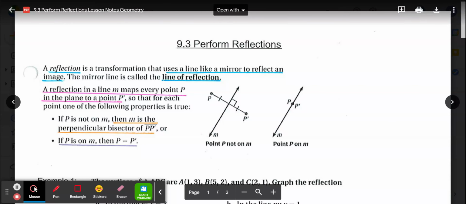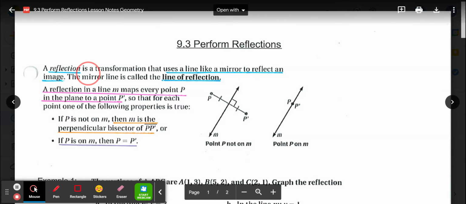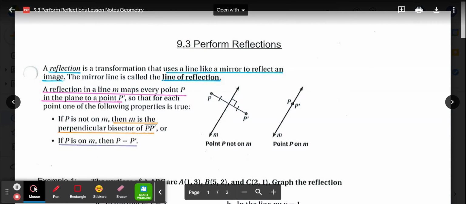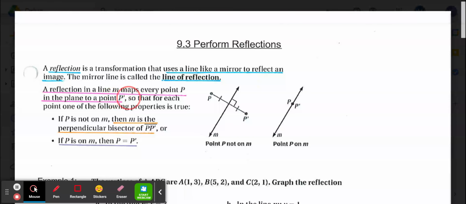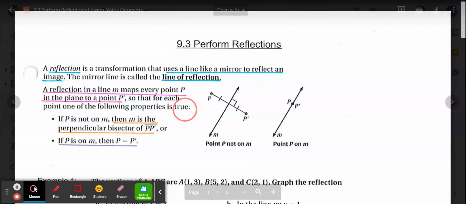When we think about a reflection, it's a type of transformation where it uses a line like a mirror to reflect an image. The line that we're using like the mirror would be called a line of reflection. So a reflection in line M maps every point P in the same plane to a point P prime, so that for each point, one of the following properties is true.